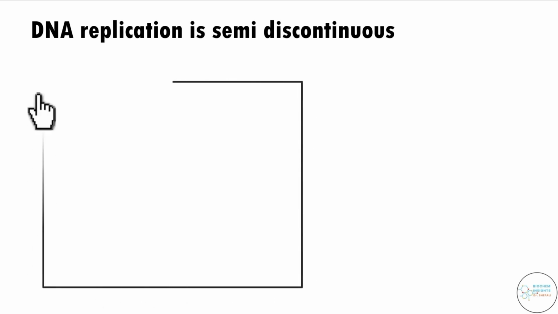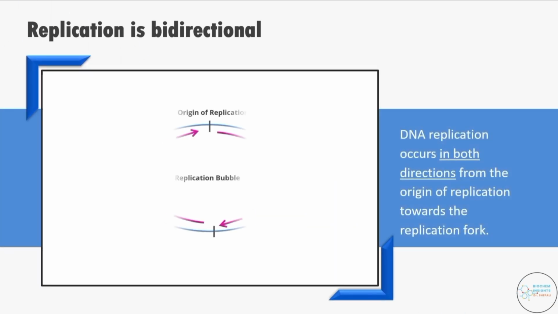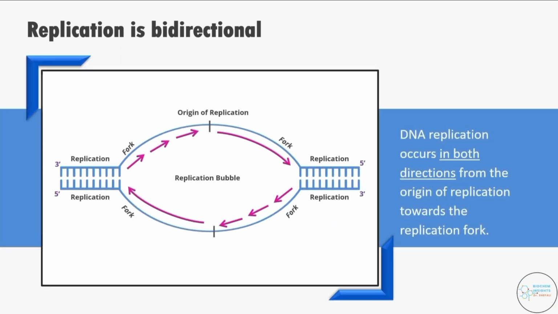DNA replication is semi-discontinuous. As you can see, one of the strands is synthesized continuously while the other strand is synthesized discontinuously in the form of fragments. You will understand this better once we discuss the steps of replication. Next, replication is bidirectional. DNA replication occurs in both directions from the origin of replication towards the replication fork. Again, you will be able to understand this better after we discuss the elongation step of replication.